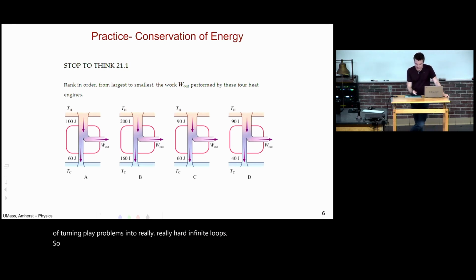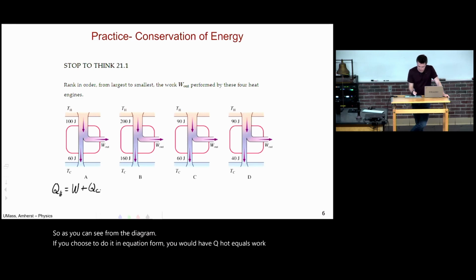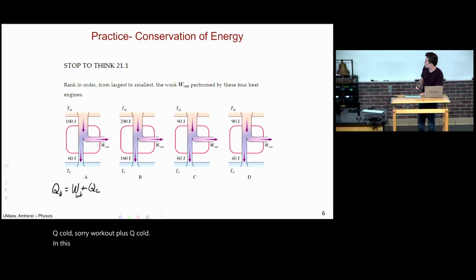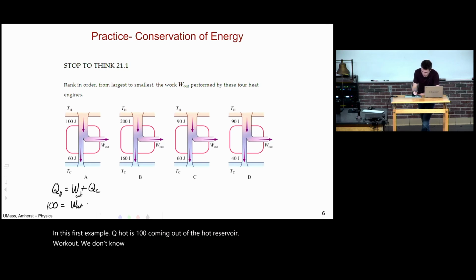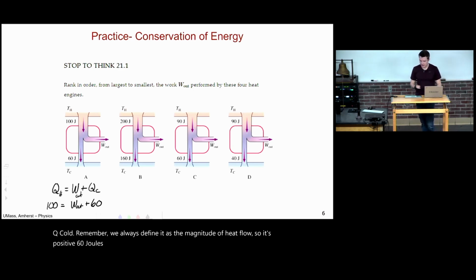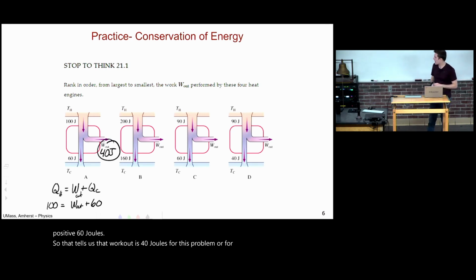So as you can see from the diagram, if you choose to do it in equation form, you would have Q hot equals work plus Q cold. Sorry, work out plus Q cold. In this first example, Q hot is 100 coming out of the hot reservoir. Work out, we don't know. Q cold, remember, we always define it as the magnitude of heat flow, so it's positive 60 joules. So that tells us that work out is 40 joules for this problem, or for system A.